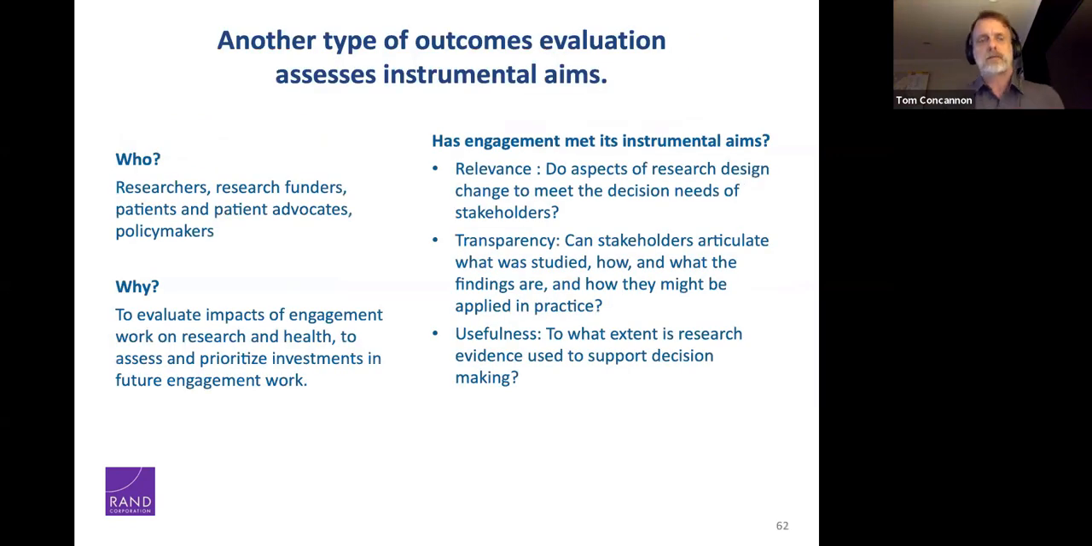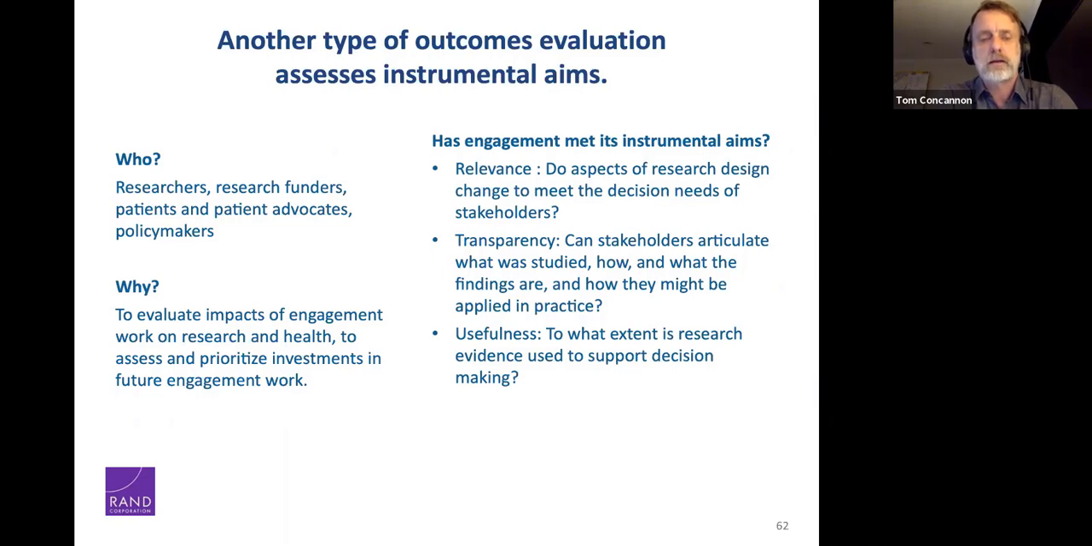And a second type of outcomes or impact evaluation might assess the instrumental aims. And again, I've identified who might use this information and how or why they might use it. And under the types of instrumental aims that you might measure, you might look at whether aspects of the research design were changed to meet the decisional needs of researchers, of stakeholders. In other words, the research became more relevant to them.